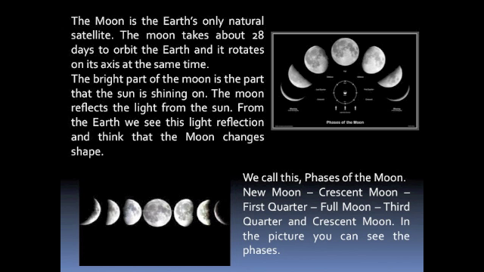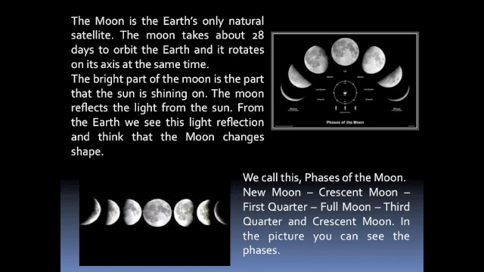The Moon is the Earth's only natural satellite. The Moon takes about 28 days to orbit the Earth, and it rotates on its axis at the same time. The bright part of the Moon is the part that the Sun is shining on. The Moon reflects the light from the Sun. From the Earth, we see this light reflection and think that the Moon changes shape. We call this phases of the Moon: new moon, crescent moon, first quarter, full moon, third quarter, and crescent moon.